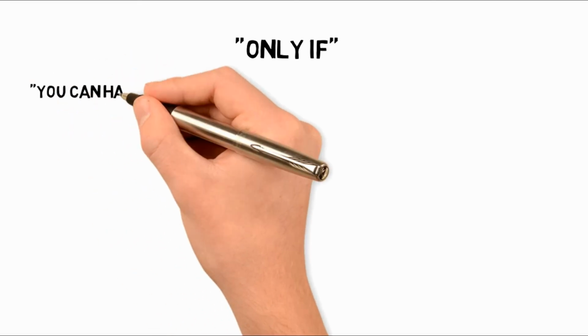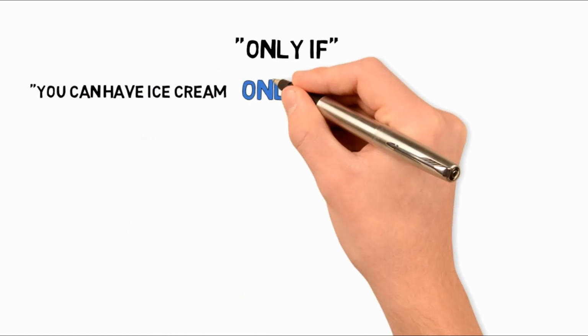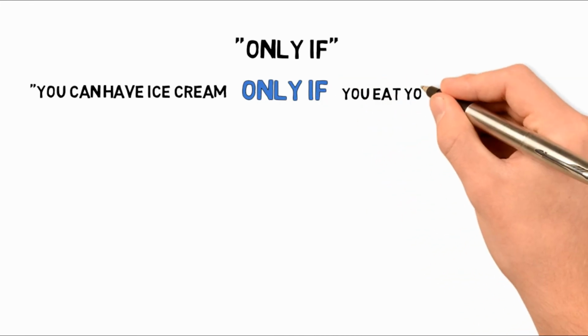We saw that the diagram for an only if statement is very simple. You just treat it like a normal conditional. And so now we want to explore why. Suppose that I had the expression, you can have ice cream only if you eat your veggies. And let's put the diagram for that right here.